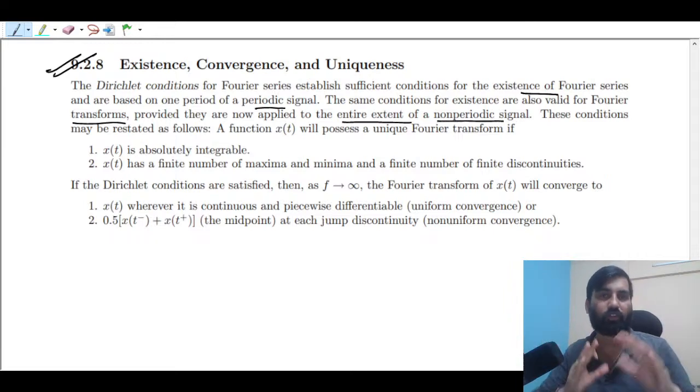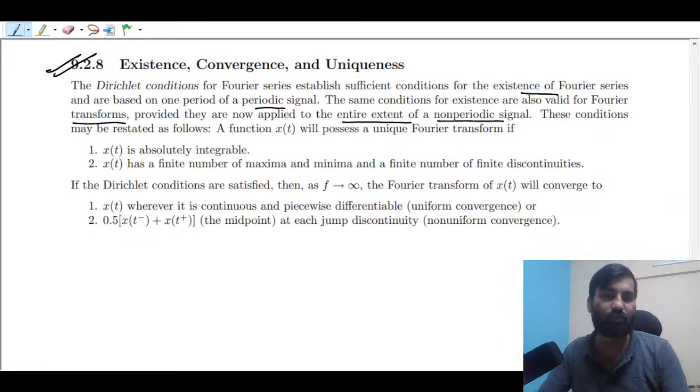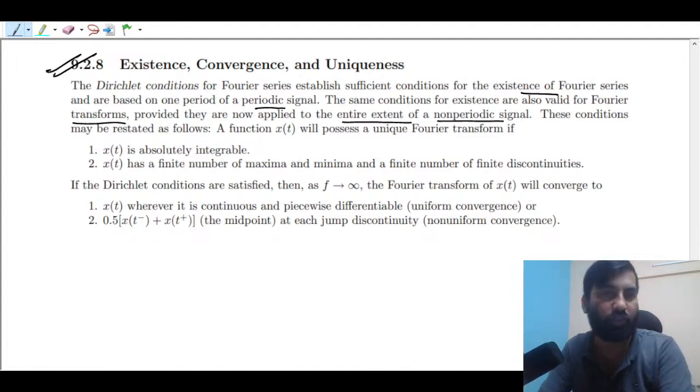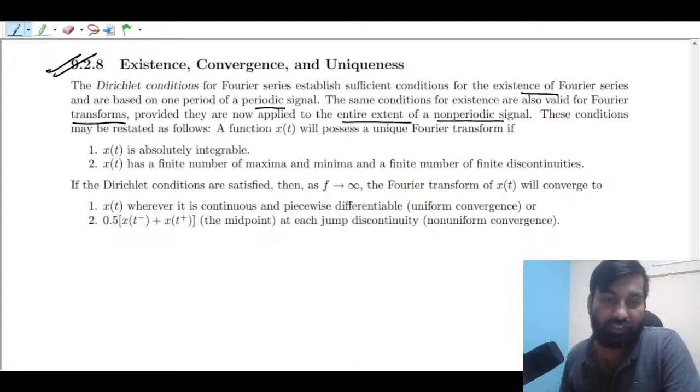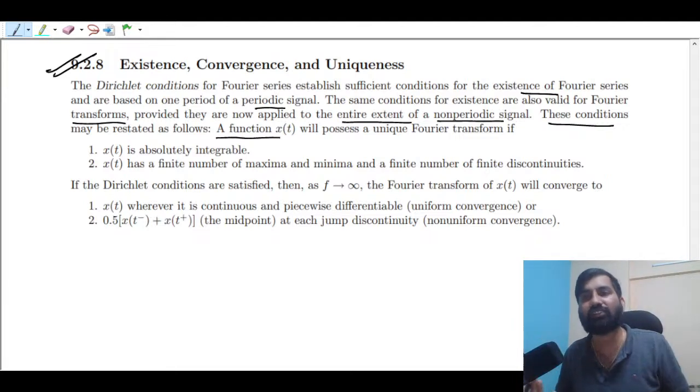So we are not going to focus on one period, right? Remember, in case of Fourier series, we were focusing on one period. But here we have to focus on the entire signal because we are finding the Fourier transform of a non-periodic signal. So these are the conditions. These conditions may be restated as follows. What we are doing is modifying the Dirichlet condition we talked about for Fourier series.